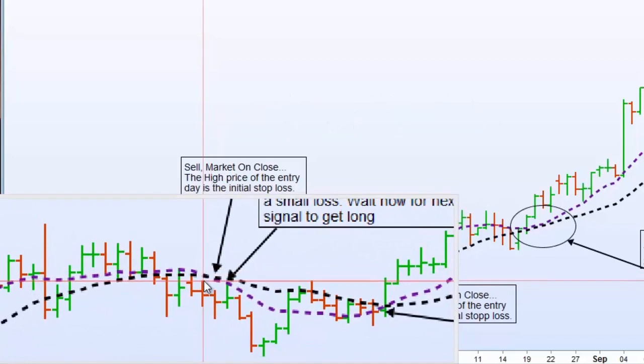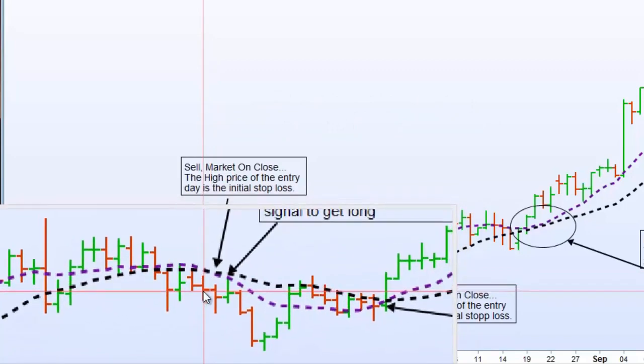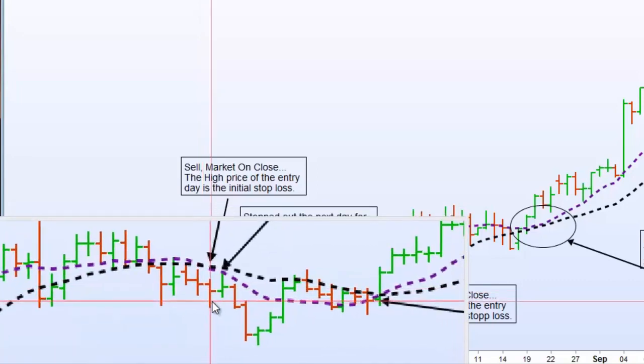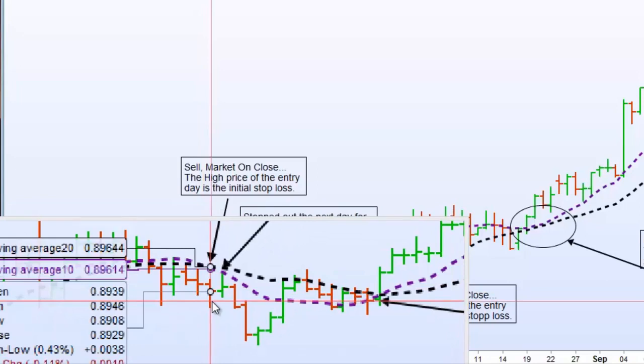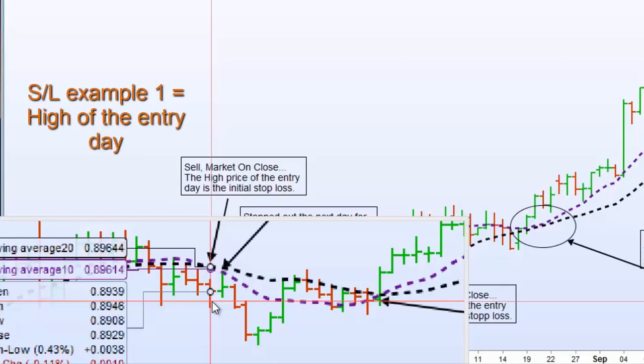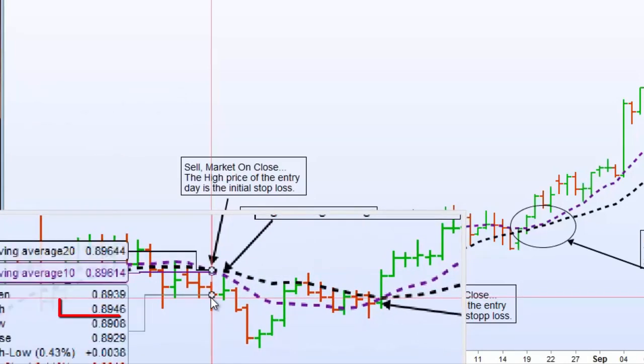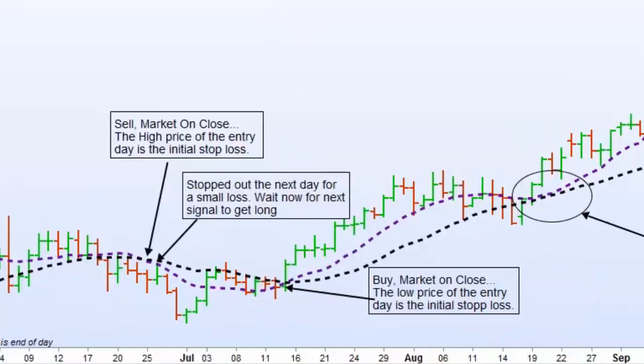Now, it might look like they crossed over the previous day, but as we scroll over, you can see that the moving average 10 to the left was 0.8968 and the moving average 20 was 0.8967. So the crossover actually didn't happen on that day, it happened on this day. Okay? So now let's talk about the stop losses. I told you the stop loss in this case was the high of this day. So we sold market on close, and the stop would have been the high of the day, which, if you look to the left of the cursor, is 0.8946.